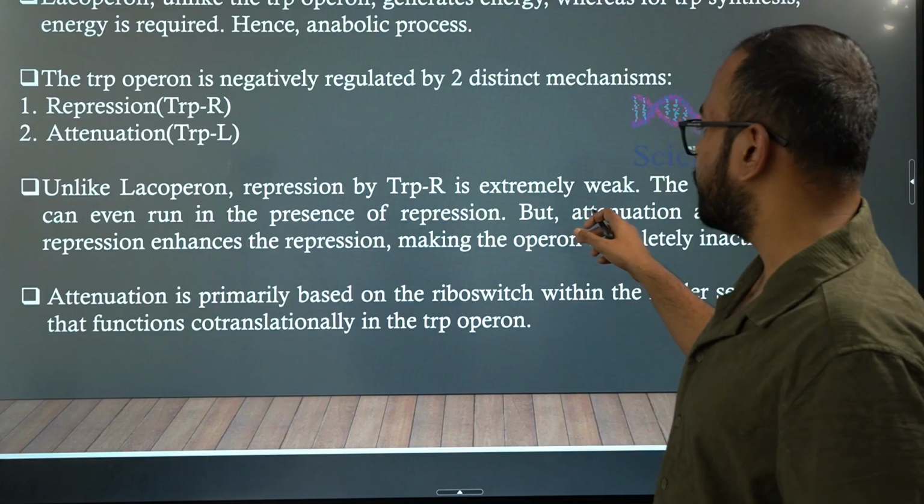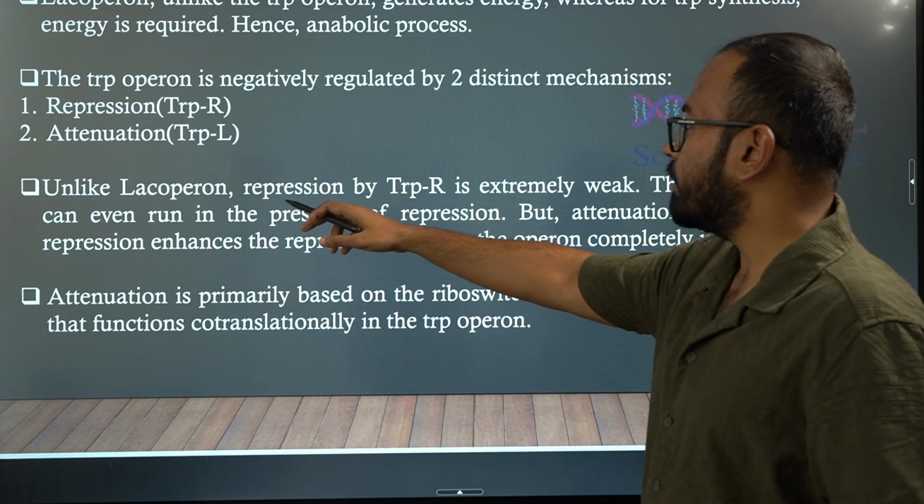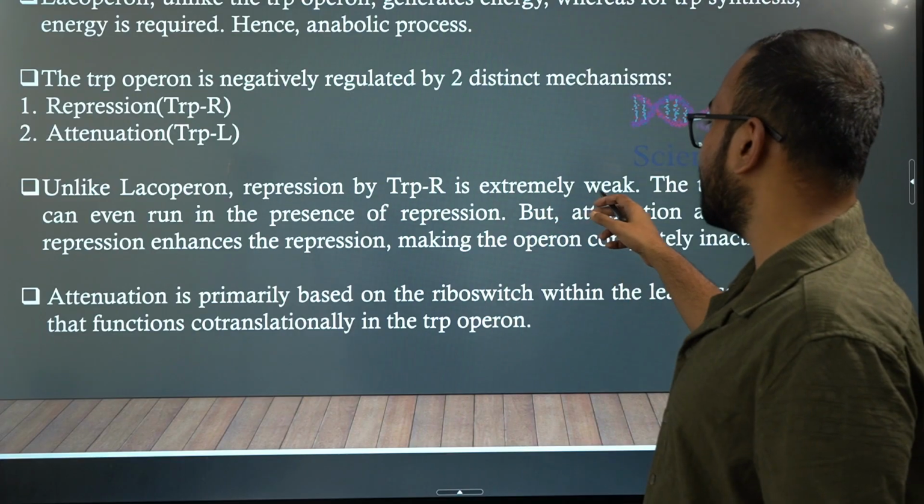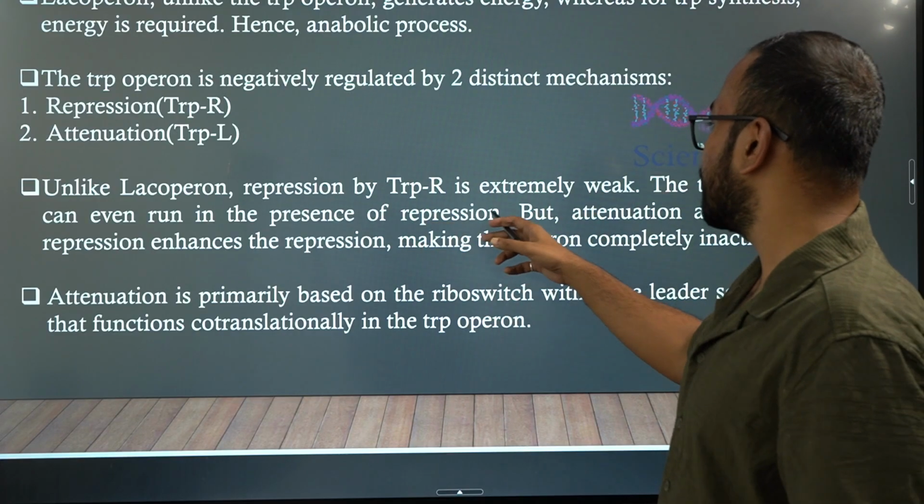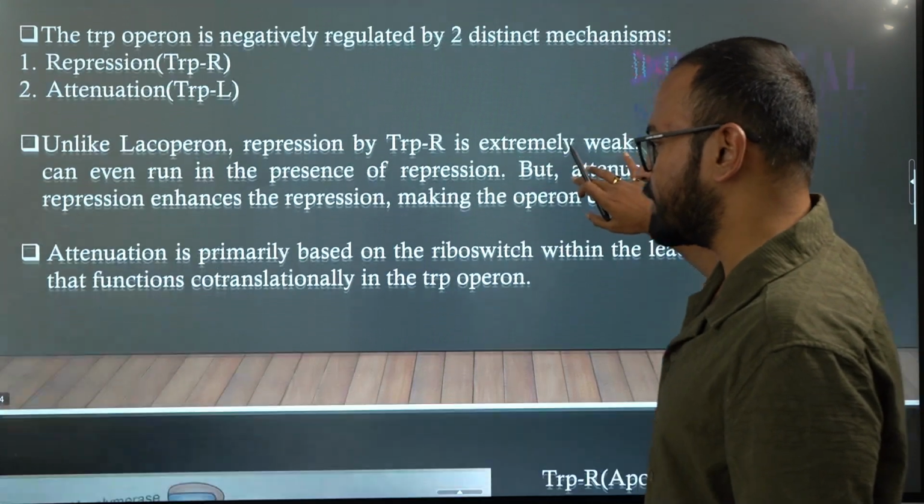As you can see, we have provided the same kind of information over here. Unlike the lac operon, repression by the Trp operon is extremely big. That is why it requires the presence of both attenuation as well as repression. Very simple.